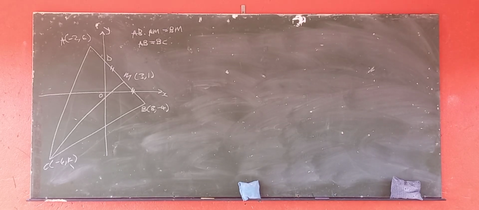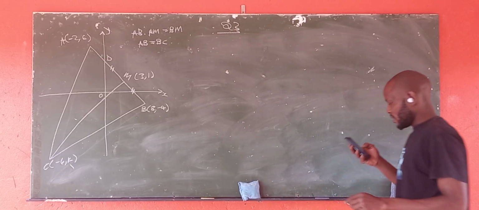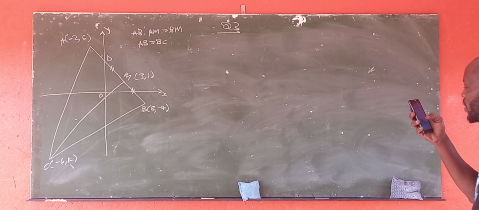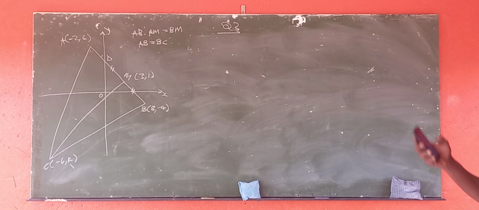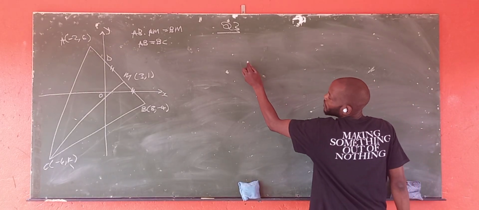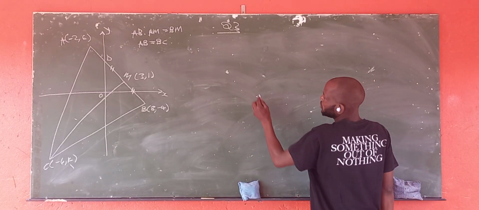Okay, Michelle, let's jump into question three. The first question was to determine the coordinates of M, given that AM is equal to BM, meaning M is the midpoint. So we use the coordinates of both A and B.